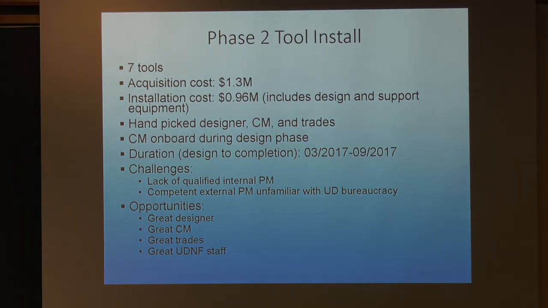Phase two of the tool install, about $1.3 million to buy equipment, about $1 million to install them. This time we were able to handpick the designer, the construction manager, and the trades. And the project only took 6 months from designing until it was done.